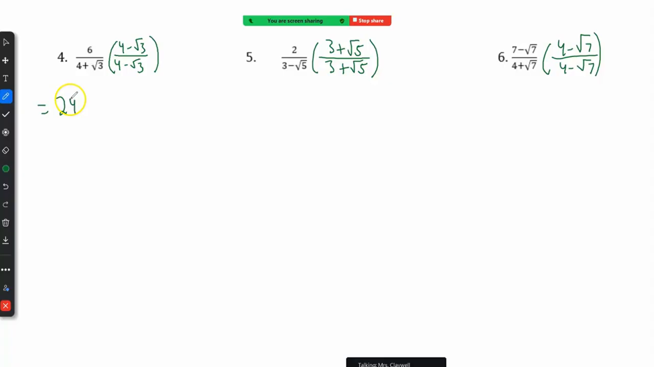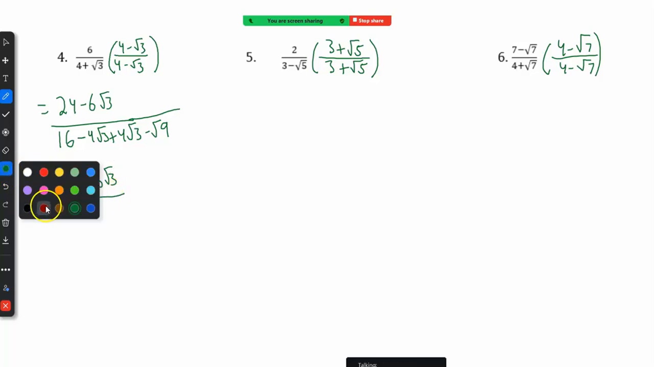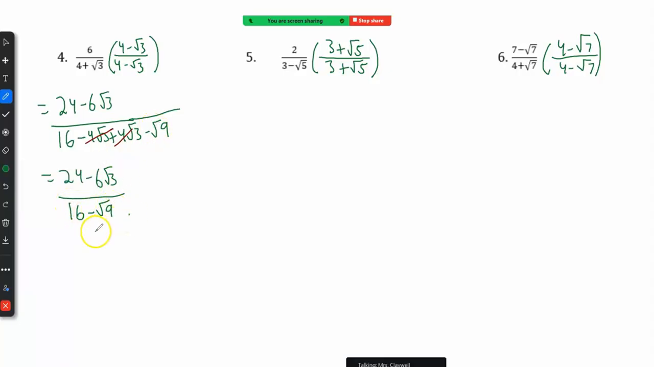Double distribute. And then 16 minus 4 square root 3 plus 4 square root 3. And if you can show this in less steps, that's fine. Remember, the roots always cancel out. We end up with a 16 minus square root of 9, which is the same as like a 3. And we got rid of our square root.